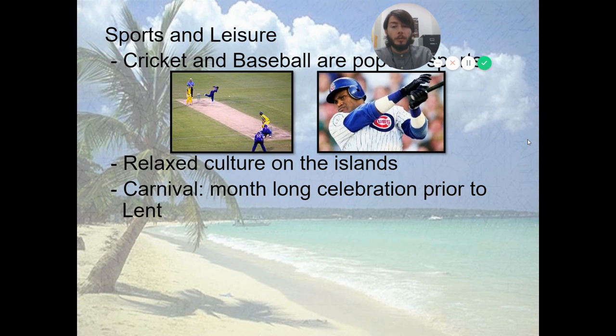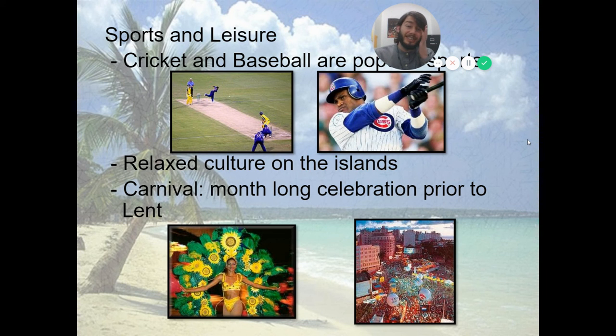Cricket and baseball are the most popular sports. Baseball is king down there, especially in the Caribbean. It's the most popular form of sports. It's the cheapest sport to play. You need a ball, a bat, some bases, and a field, and you can play the sport. And a lot of people view baseball as a way out of poverty in the Caribbean.